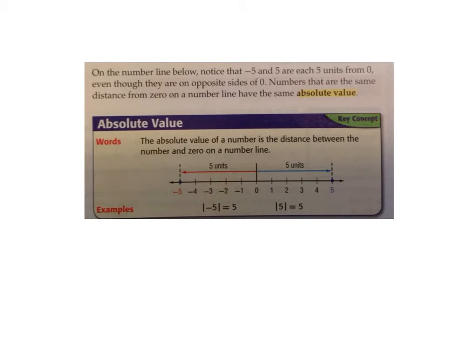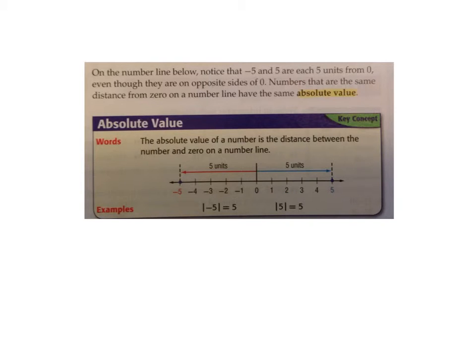To figure that out, we start at -5 on the number line, and we see how many units away it is from 0. We'd see 1 unit, 2, 3, 4, 5 units away from 0. So the absolute value of -5 is 5. On the same number line, the absolute value of 5 is also 5. To figure that out, we see how many units from 5 it is to 0. So 1, 2, 3, 4, 5.